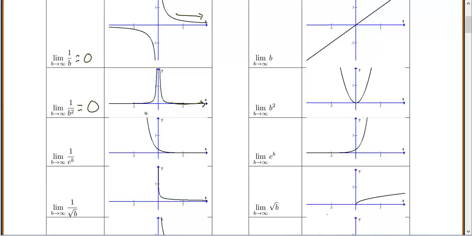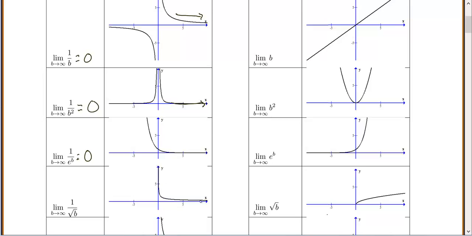Or we can have the function 1 over e to the power of b. So this would kind of be like 1 over e to the infinity. And if you think about it, e raised to the power of infinity is going to be even bigger numbers. So this is like e raised to the power of 1,000, e raised to the power of 10,000. This is getting really big, really fast. So this limit is going to go towards 0.